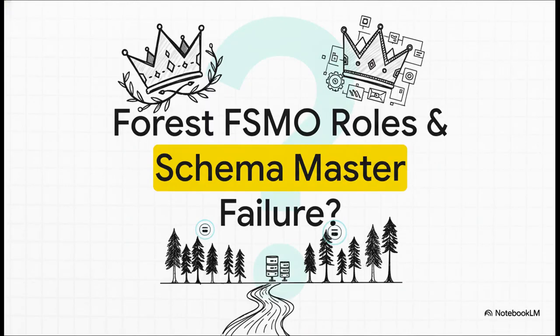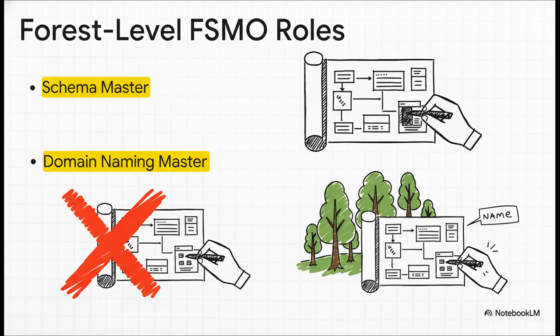Let's narrow our focus now to the 2 roles that are totally unique across the entire forest. The 2 big forest-wide FSMO roles are the Schema Master, which basically controls the entire blueprint of your directory, and the Domain Naming Master, which handles adding or removing whole domains. Now, if that Schema Master fails, you are dead in the water. You can't make any changes to the directory structure, like say adding a new attribute to a user, until you get that role back online.